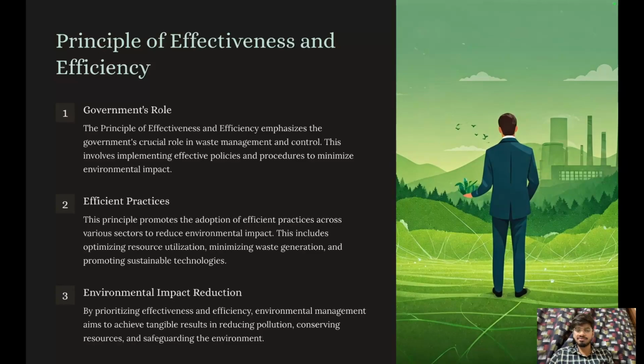promote adoption of efficient practices in various sectors to reduce environmental impact. That includes optimizing resource utilization, minimizing waste generation, and promoting sustainable technologies. Environmental impact reduction: by prioritizing effectiveness and efficiency, environmental management aims to achieve tangible results in reducing pollution, conserving resources, and safeguarding the environment.